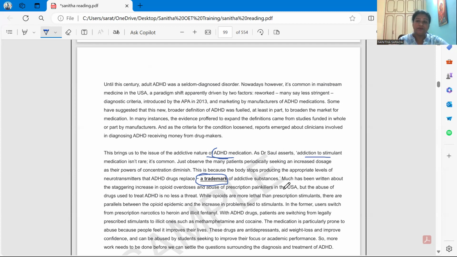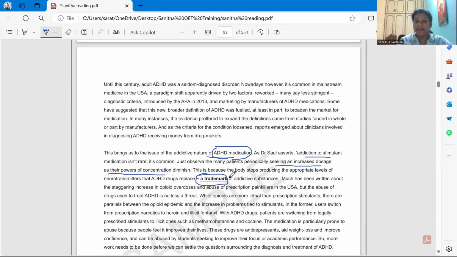You have to understand the term, which should fit logically within the context. What is the term here? They have given the term trademark, and we have to find out what it is referring to. Here, they are discussing the ADHD medication and the addiction. Dr. Sol asserts addiction to stimulant medication is common. Just observe the many patients periodically seeking an increased dosage as their powers of concentration diminish. They take more medication, they increase their dosage, okay? Why are patients taking more ADHD medication?